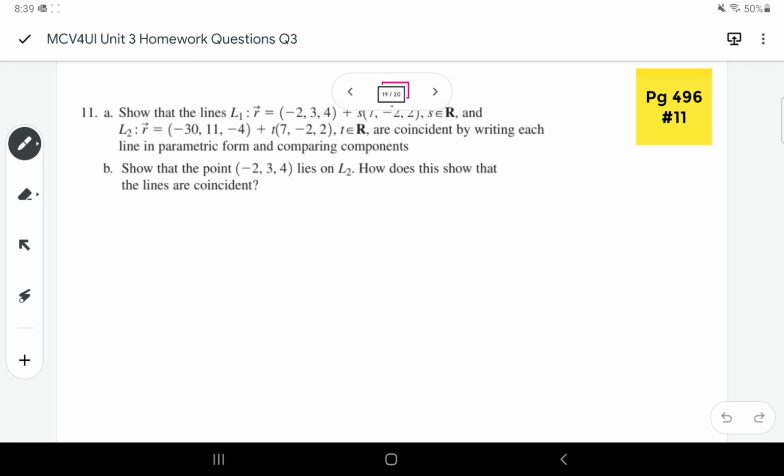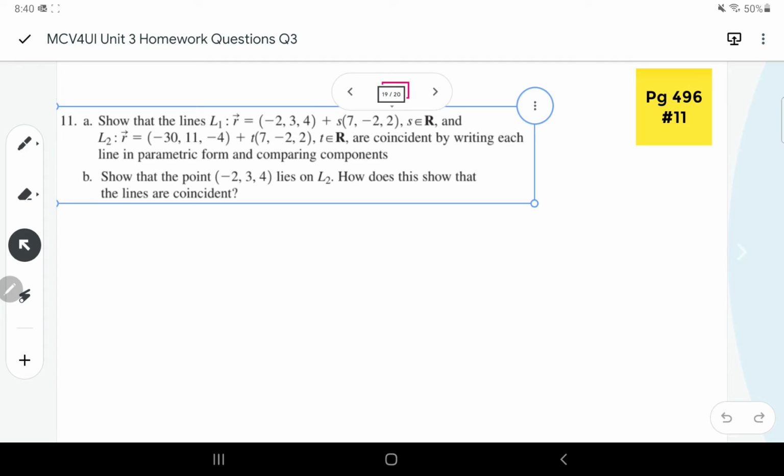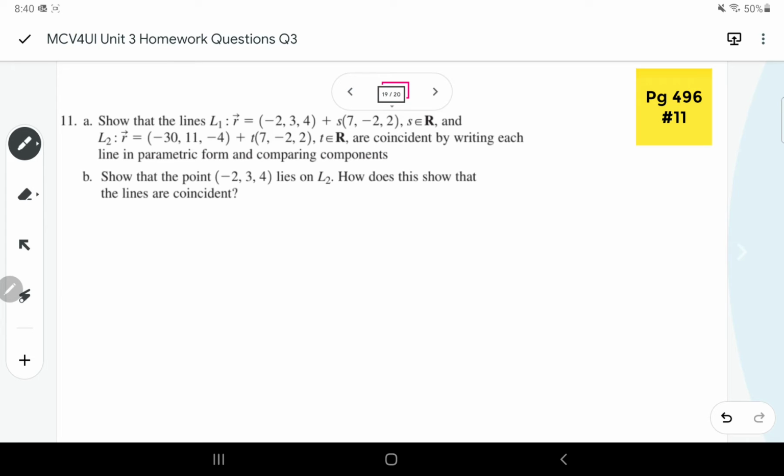So the next one, I don't really like the method of showing that two lines are coincident. I feel like this is a lot longer than the solution in A, but I'll do this both ways. So this says, show that these lines are coincident by writing each line in parametric form and comparing components. So really here, we would notice right away that the two direction vectors are equal. And remember, they can be either equal or scalar multiples of each other, so that would show that the lines were collinear.